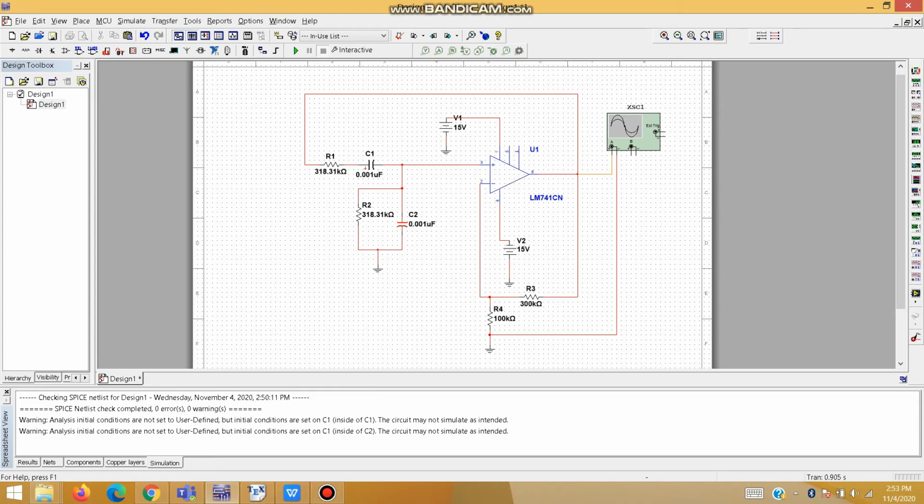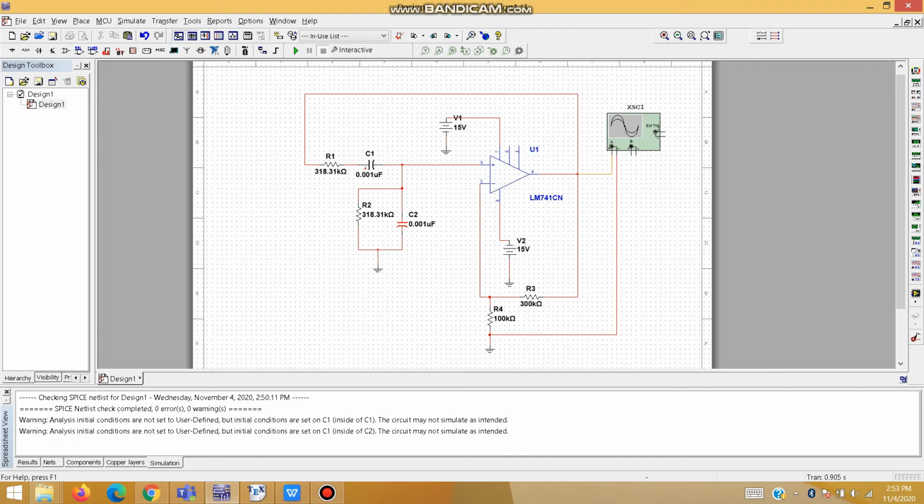From the circuit, the value of R1 and R2 is the same. This is because we are neglecting the load effect of the op-amp. So the value of R1 and R2 is 318.31 kilo ohm.